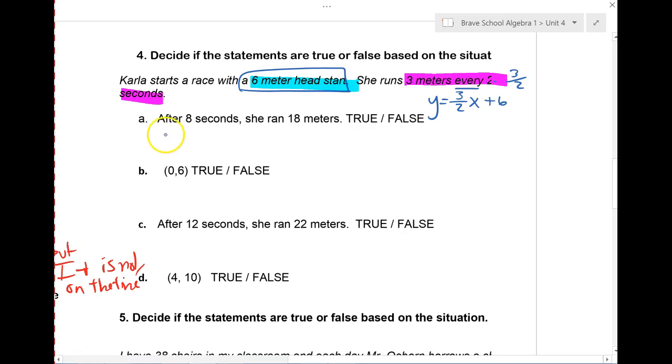So now, this one after 8 seconds, now let's see, what is seconds? Is that the x or the y? Okay, well, if you remember what I said, look at the slope, and the time right there, seconds, right next to slope, so that's x. Okay, she ran 18 meters, so that's our y. So I'll plug in 18 here. 3 over 2 times our x, which is 8.